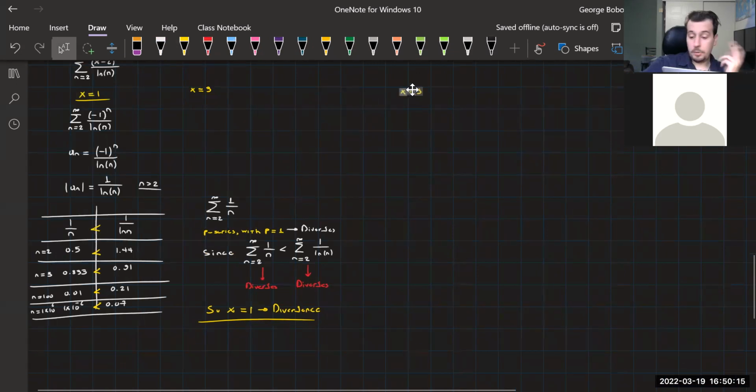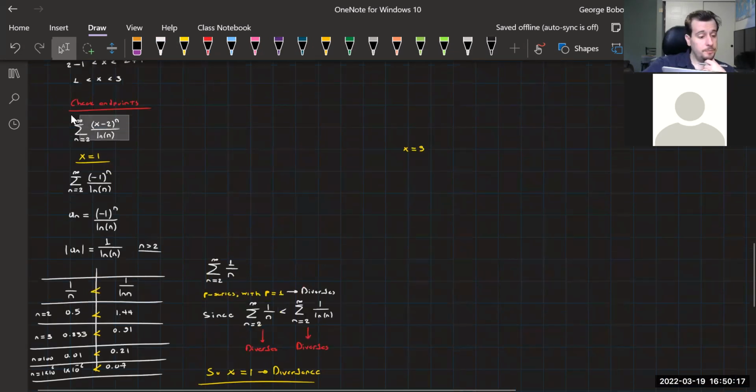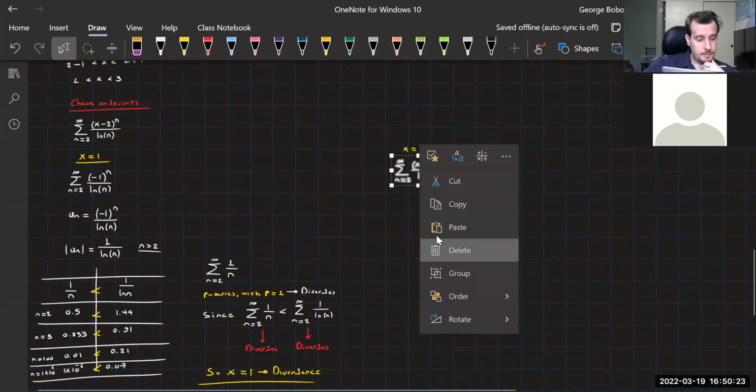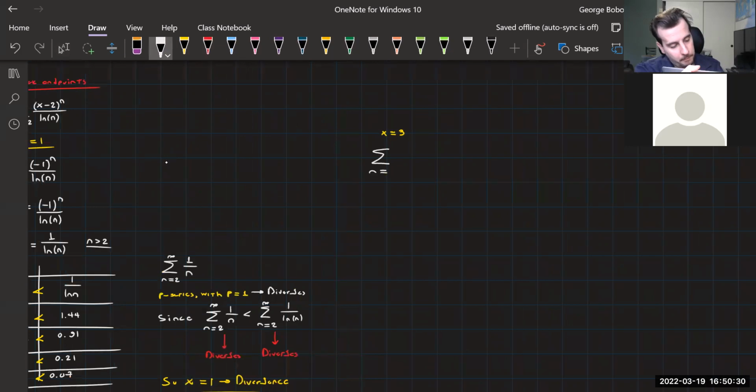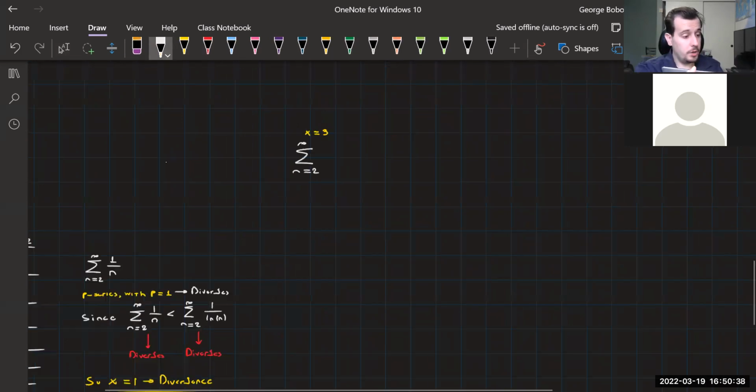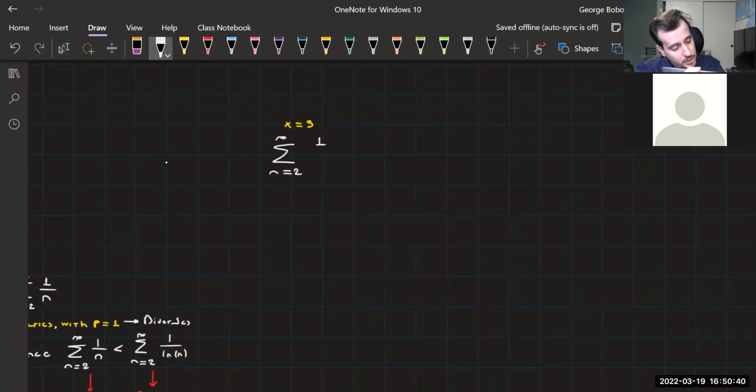What about 3 though? Let's check 3 out. It'll be 1 to the power of n over ln n. So the absolute value will be 1 over ln n. Again, as you said, we will have 3 minus 2 here, so it's going to be 1 to the n, or just 1. It's not an alternating series, but it's still the same series.